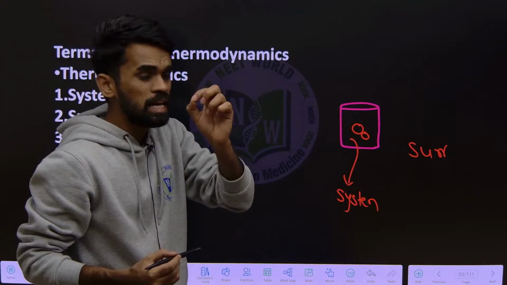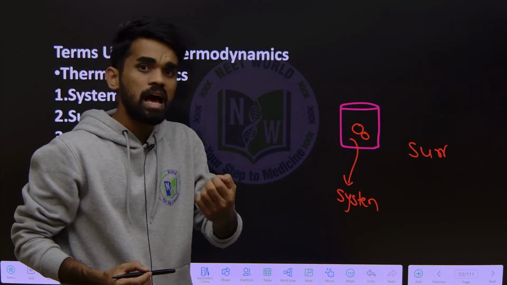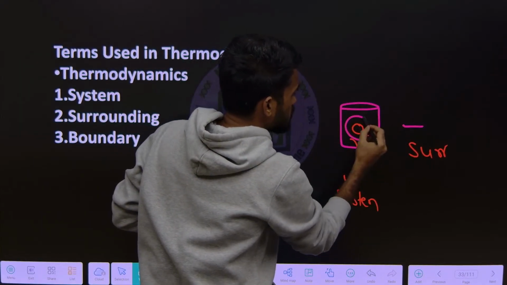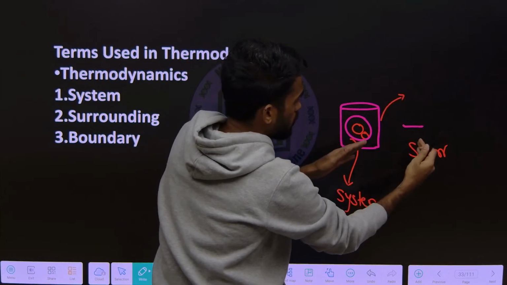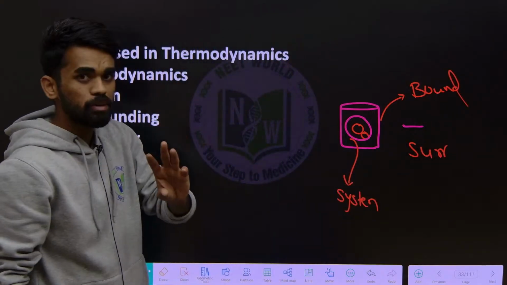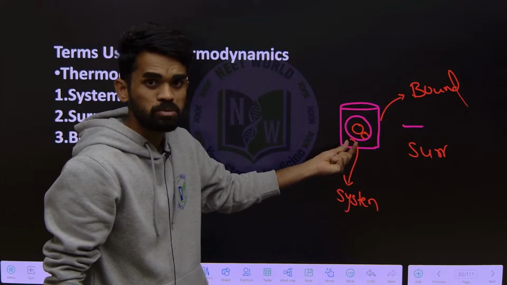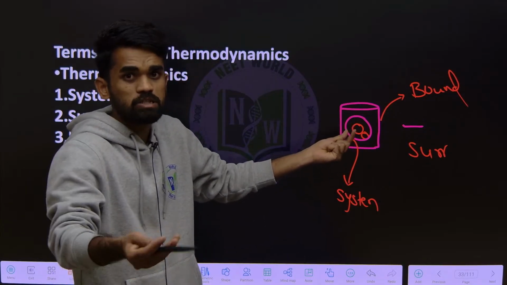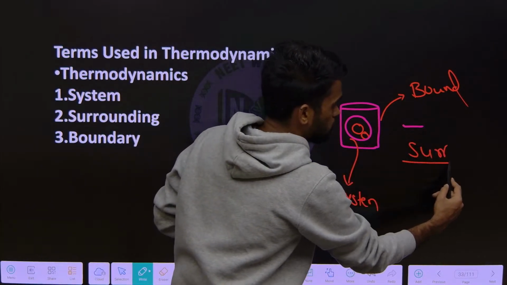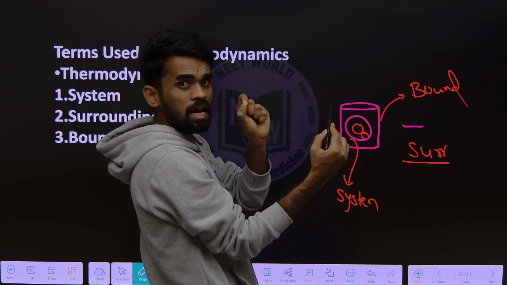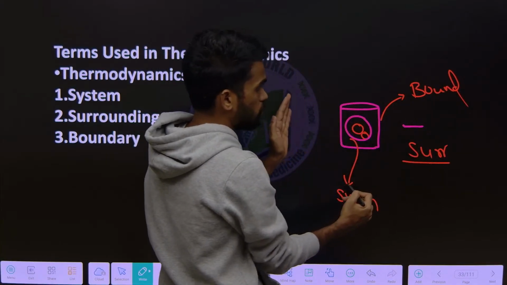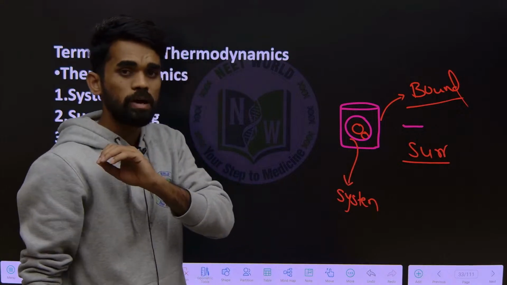Now there is a layer, whether real or imaginary, that separates surroundings and system. This is considered the boundary. So we have 3 parts. One is the system, which is under our observation, in which the chemical reaction or physical change is taking place. The remaining portion is called the surroundings. The real or imaginary surface separating system and surroundings is called the boundary. Hope everything is clear here.